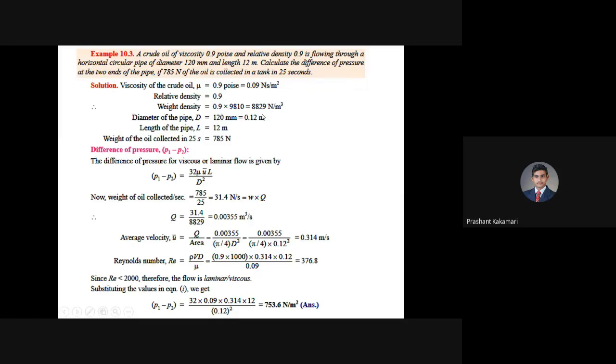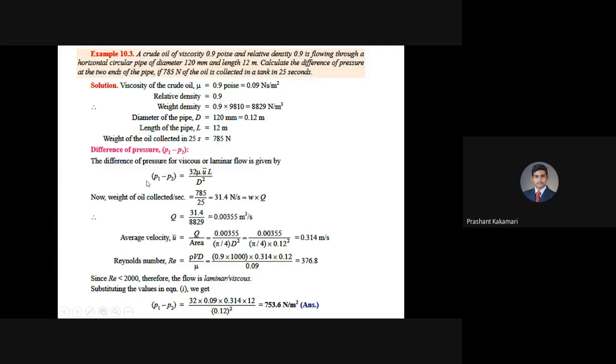Then they have given the diameter of the pipe, that is 0.12 meters. Then the length of the pipe between the pressure difference points is 12 meters. Then the weight of oil collected in 25 seconds is 785 Newtons. So all this data is given in the problem. Now we can recall the equation for finding the difference of pressure at these two ends. Once you find this, our problem is over.